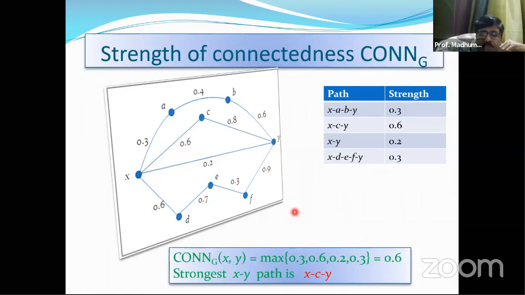So for this previous example, the connectedness between the vertices x and y is the maximum among the strengths of the paths between x and y, which is equal to 0.6. And this is called the strongest xy path. xcy is the strongest xy path. That means an xy path is a path between the vertices x and y, and this is the strongest path. So this is one concept of fuzzy graph theory.